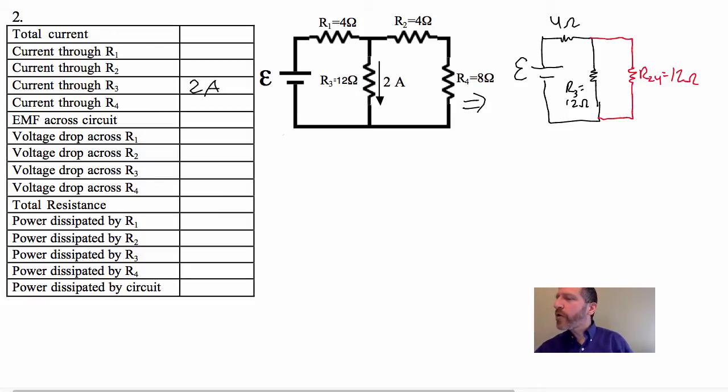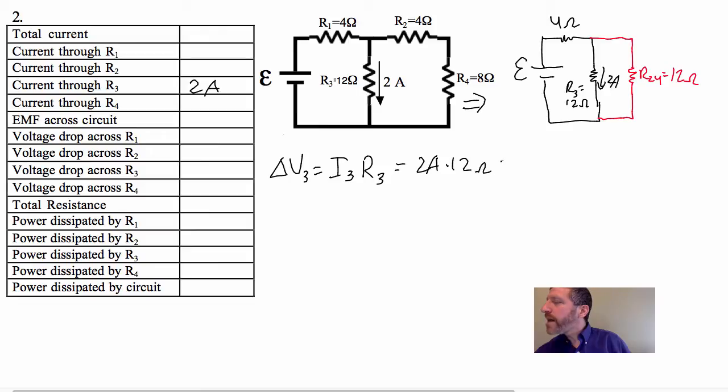Because I know that the current through this is 2 amps, I can figure out the voltage drop across this. Delta V across R3 is I3 times R3. That's 2 amps times R3, which is 12 ohms, and that's 24 volts. Let's go ahead and fill that in. Delta V across R3, 24 volts. Sweet.